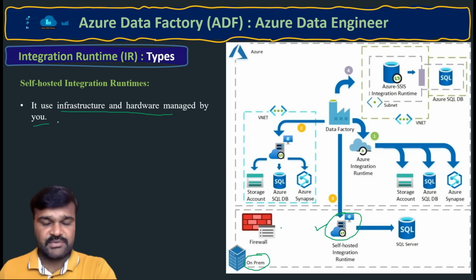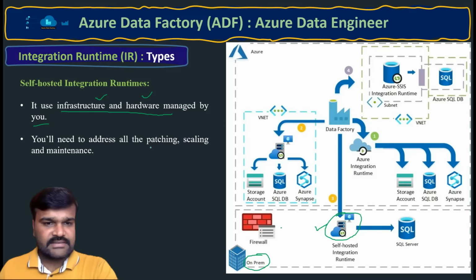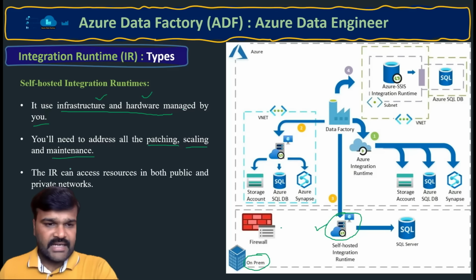The meaning here is, if you understand the previous IR, the auto resolve integration runtime, that is managed by Microsoft. That means the computation infrastructure is provided by Microsoft in the background. But here, the computation infrastructure, the required CPU, memory, bandwidth, all these things are provided by your own servers. That is what it is saying, infrastructure and hardware managed by you. So you will need to address all the patching, scaling, and maintenance. You are going to maintain everything. The IR can access resources both in public and private networks.